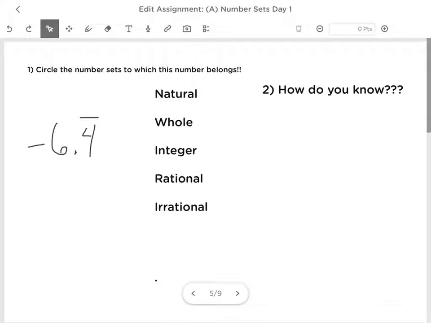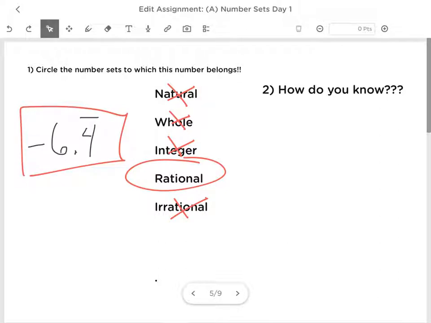Okay, negative 6.4 repeating. It is not natural. It's not whole. It is not an integer. It is a rational number. Remember, if it's rational, it cannot be irrational. This is a decimal that repeats a pattern and goes on forever. That's what makes it rational. It repeats a pattern. And it's a negative, so it can't be natural and whole, right? So again, that's how you know. You've got to give me those words.